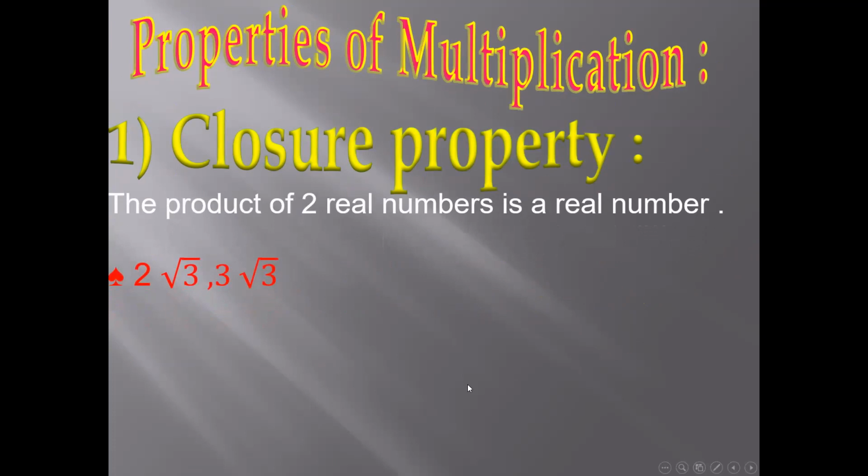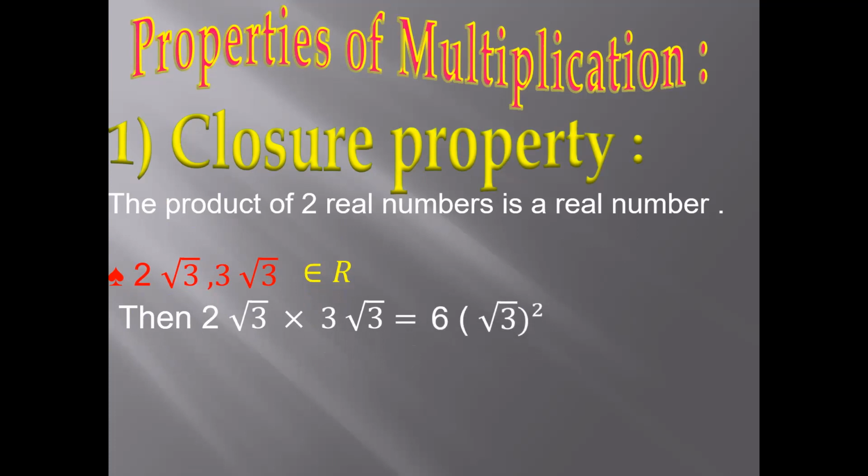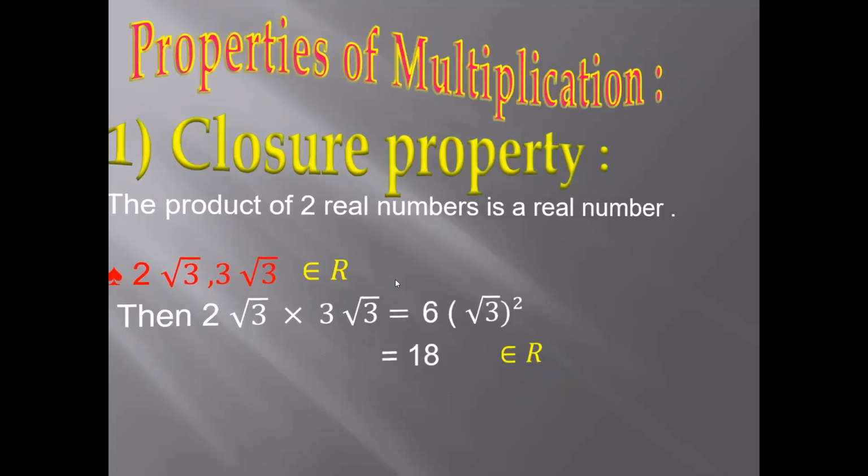So here I have 2 root 3 and 3 root 3, and both belong to R. I make them multiply: 2 root 3 times 3 root 3 equals 6 root 3 all power 2. It will be 18, which belongs to R.